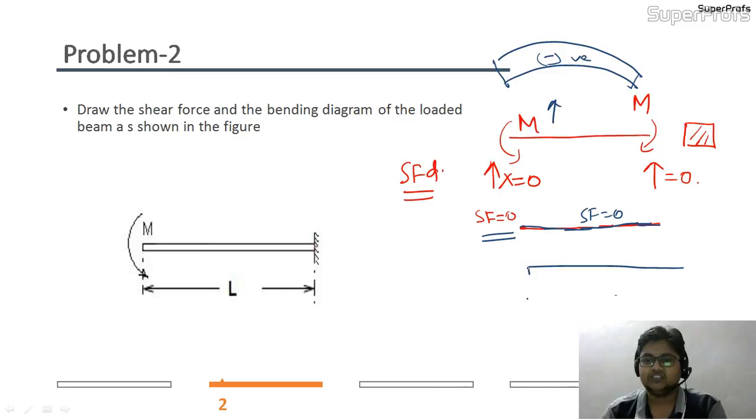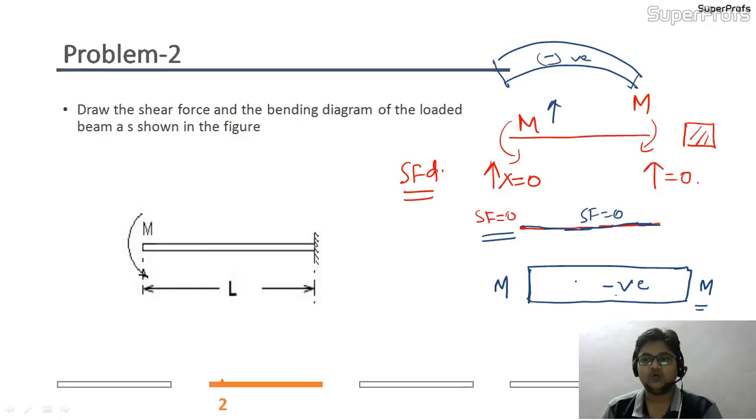At this end, you just draw the magnitude which is shown here, that is M. This M is constant, and in the opposite direction you are getting another M. So this is totally negative, and here also the magnitude will be M. So the shear force diagram is 0 and the bending moment is constant.